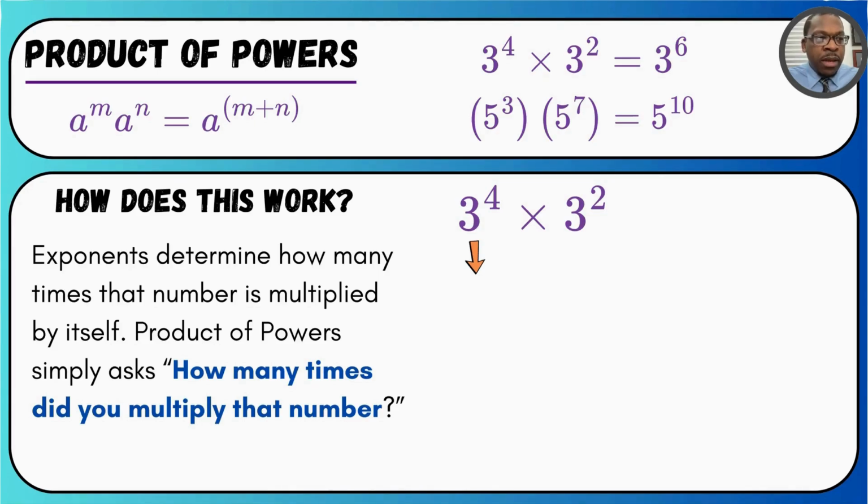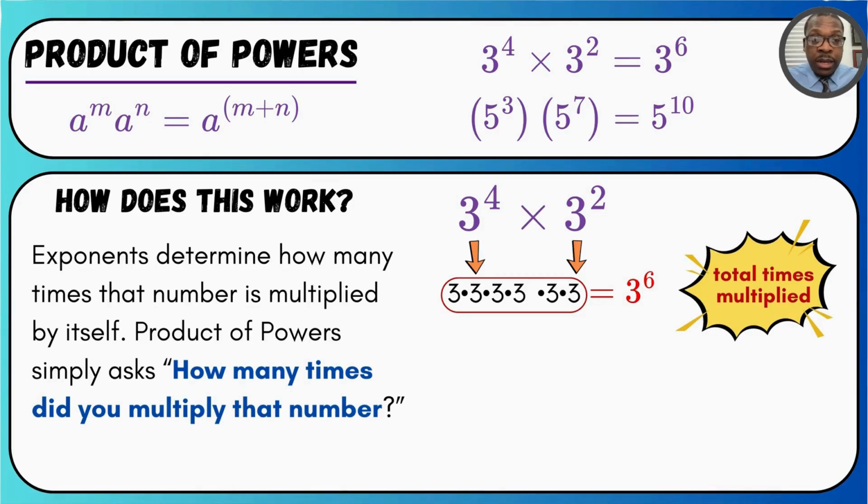3 to the fourth power means multiply the number 3 by itself 4 different times. 3 to the fourth power means 3 times 3 times 3 times 3. Great. But what does 3 to the second power mean? That means 3 times 3. But altogether, how many times did you multiply the number 3? Altogether, you multiply the number 3 6 different times. Okay, let's try it again with another problem.